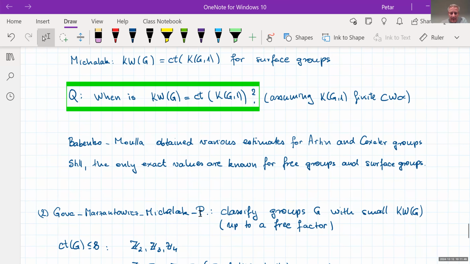On the other hand, Goetz and Marsantovic and Michalak and myself, we are going from the other side. We are trying to classify groups which have a small Karoubi-Weibel invariant, this KW of G. And whenever I mention this, it is up to a free factor, because you can always add some edges and increase the free factor. So technically, we are talking about groups of Kurosh free rank 0, right? So far we were able to completely classify all groups that have.